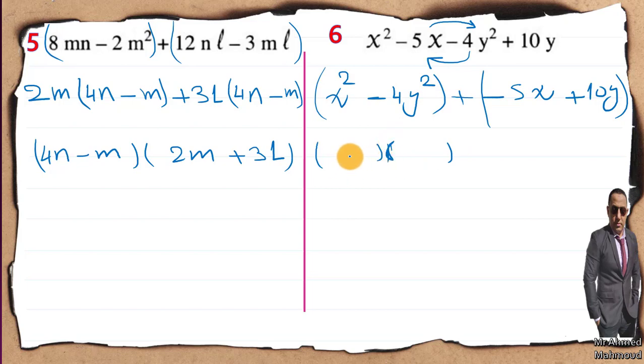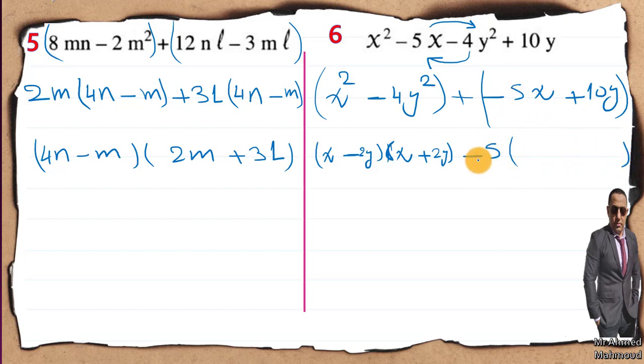Difference between two squares. Negative bracket and the positive bracket. X power of 2 will be x here and x here. 4y power of 2, I'm going to take the square root, so it will be 2y and 2y. Okay? Here I have common factor negative 5. So I'm going to start with the common factor. Negative 5. Okay?